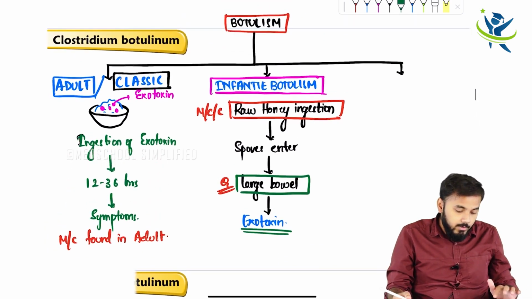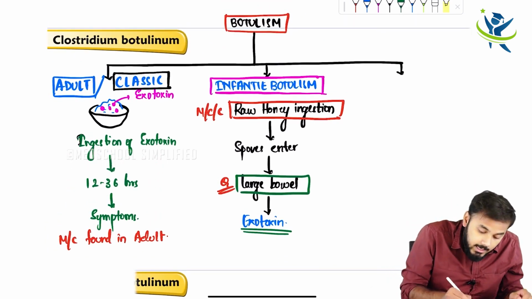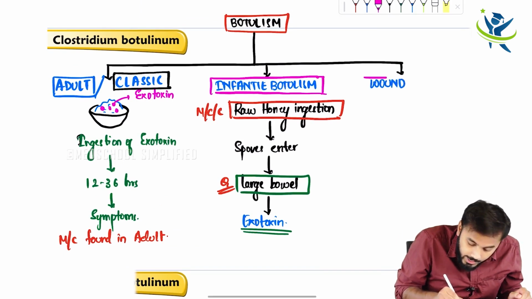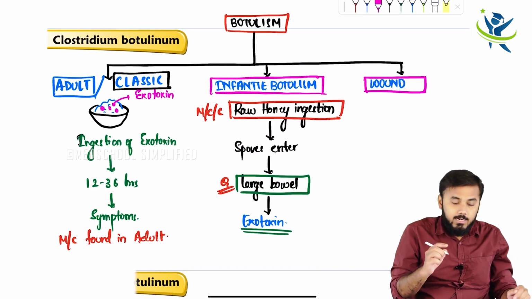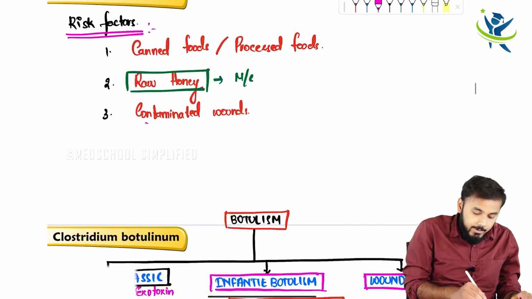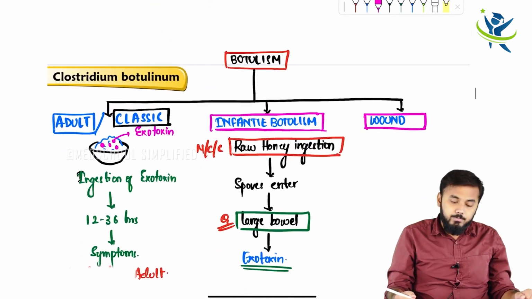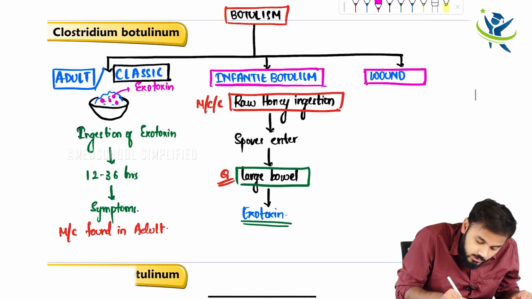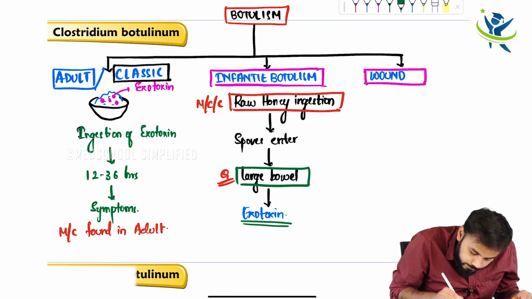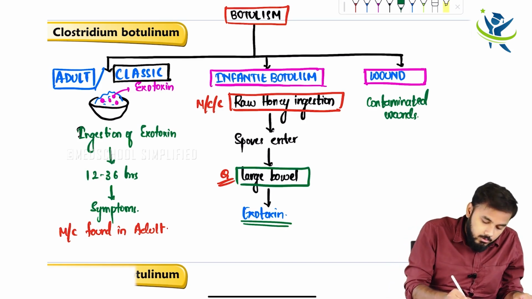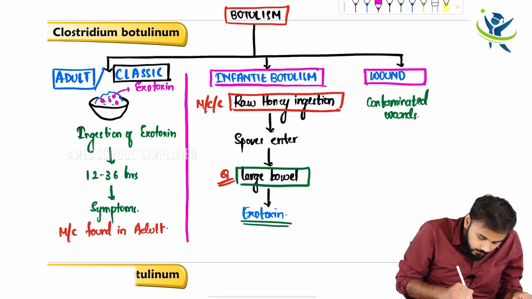Right. Now, what is the third type of botulism? The third type of botulism is called wound botulism. I told you at the start, in the risk factors, that contaminated wounds are also responsible for causing botulism. So wound botulism is happening because of contaminated wounds. Let me make a line over here to avoid confusion.